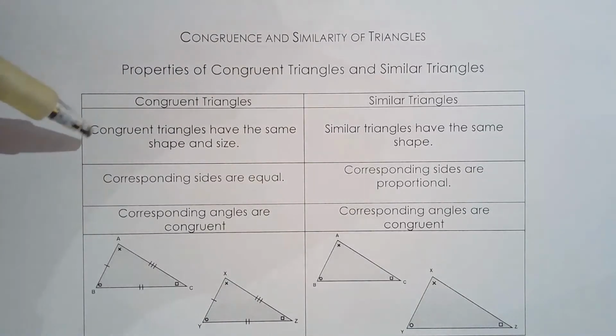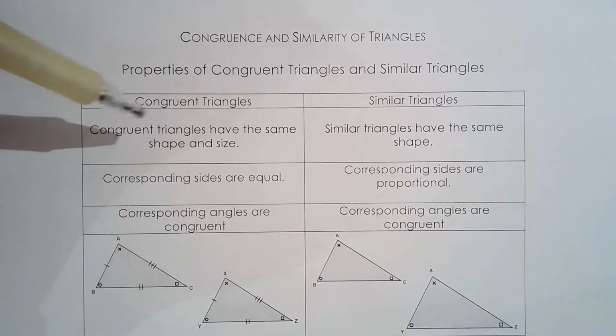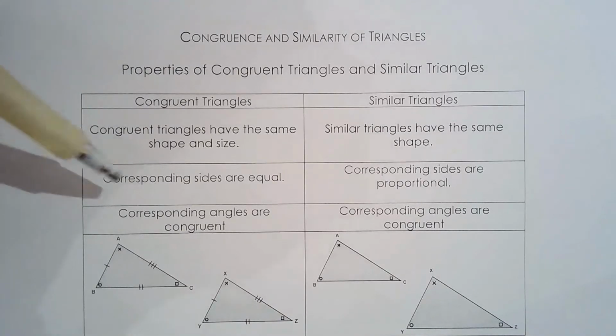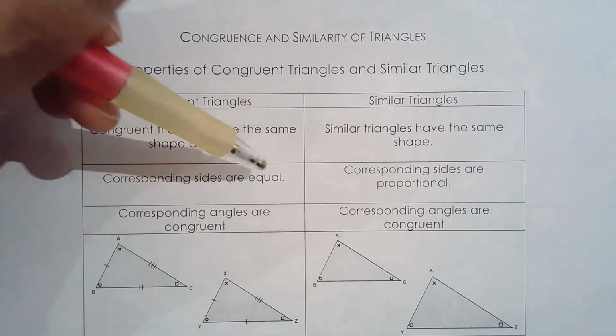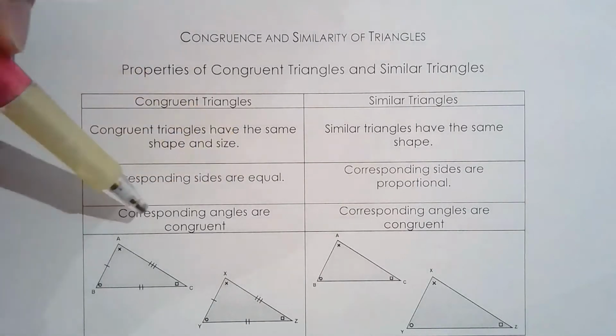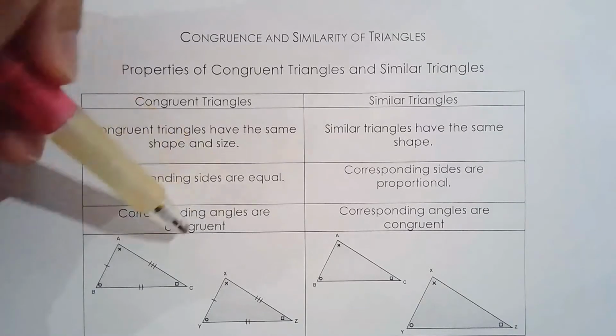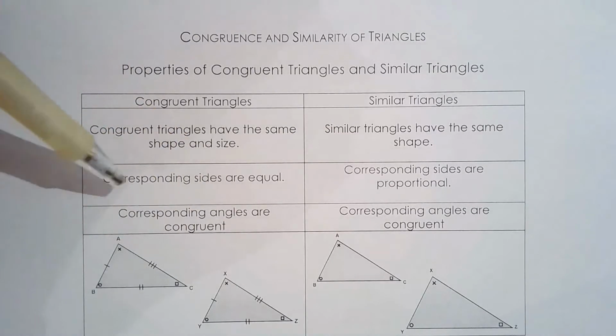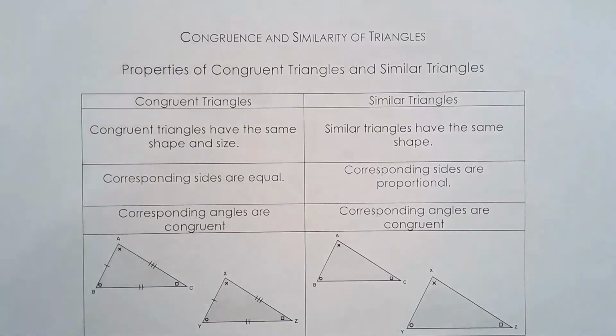Going back to congruent triangles, if they have the same shape and the same size, what you can also say is that the corresponding sides are equal in length, and the corresponding angles are congruent. So let's talk about what corresponding sides and corresponding angles mean.